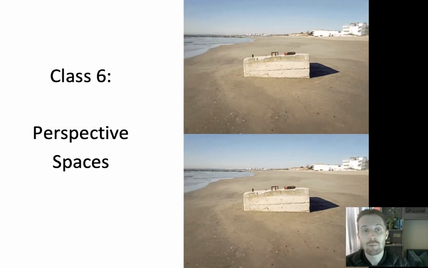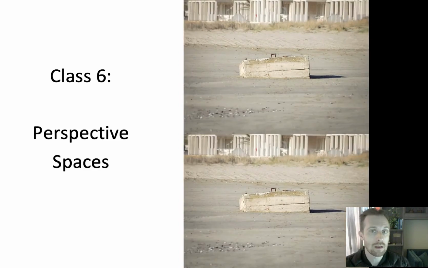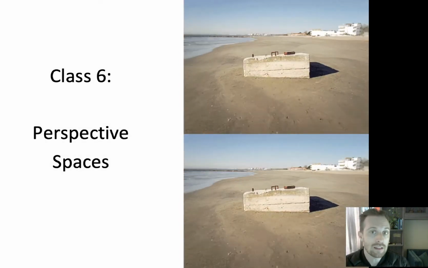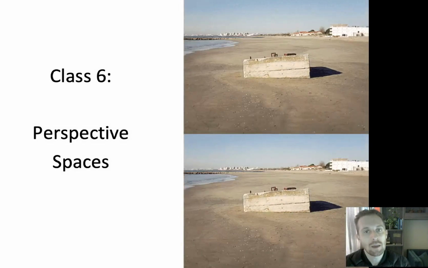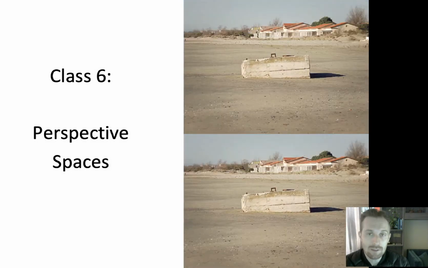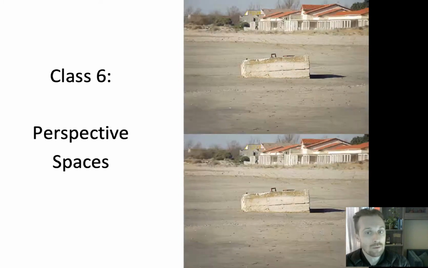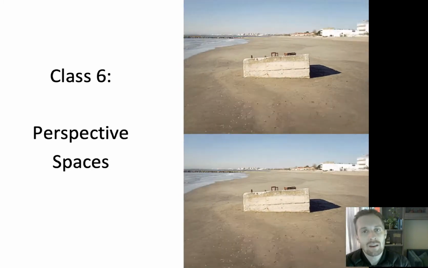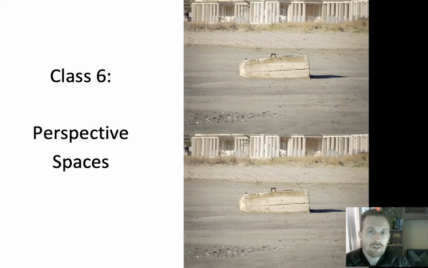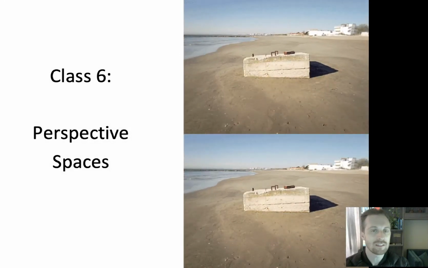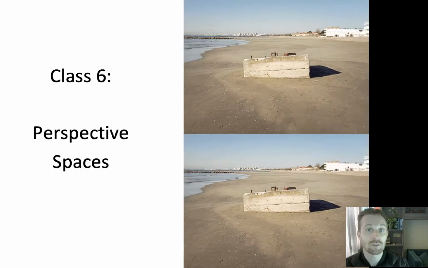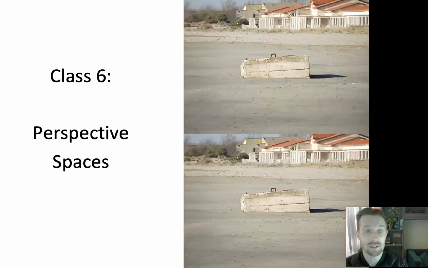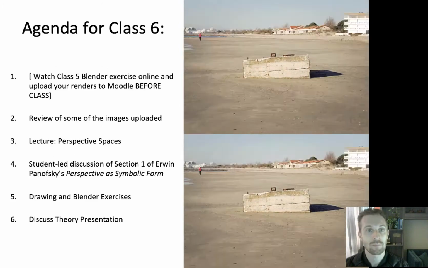Last week we spoke about parallel spaces, isometric spaces, oblique spaces, and axonometry. This week we're going to be looking at perspective spaces, linear perspective, 1 point, 2 point, 3 point perspective, and the illusions that these can create and the history of where these systems came from, how they developed, and what sort of symbolic meanings perspective systems give us.